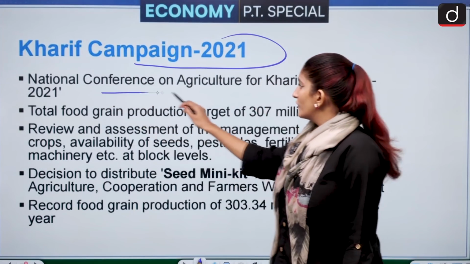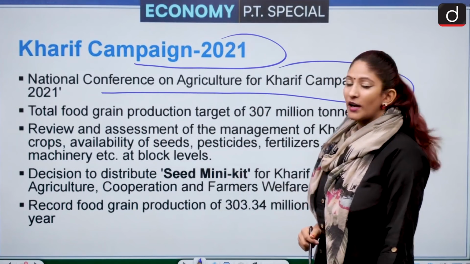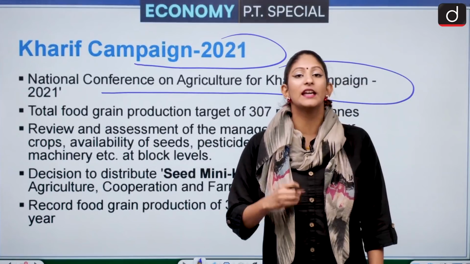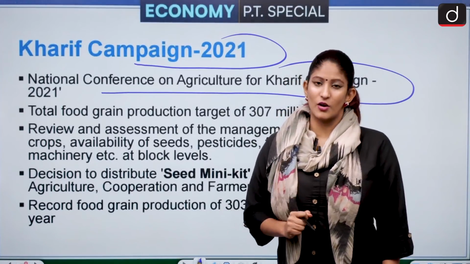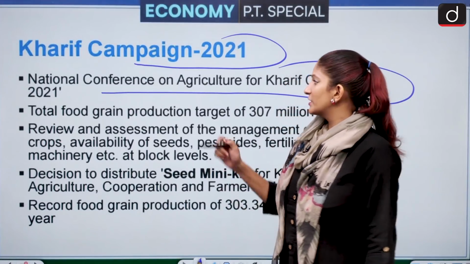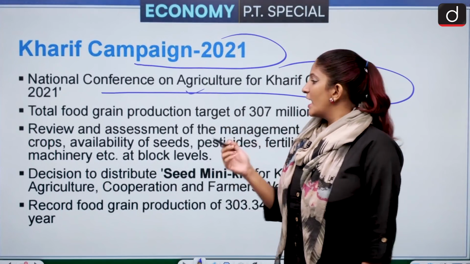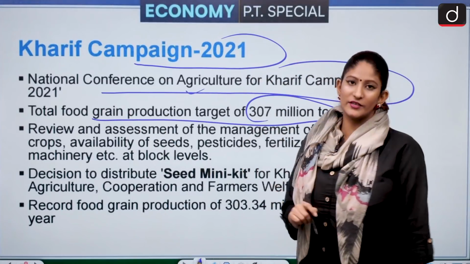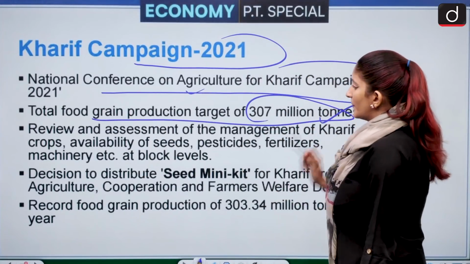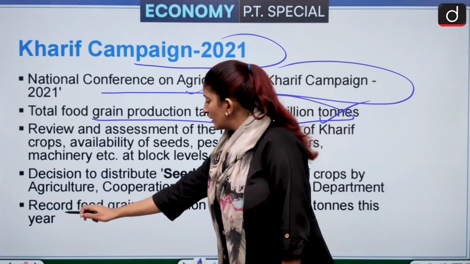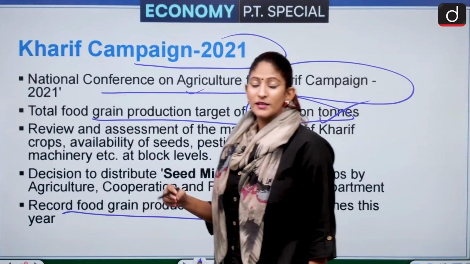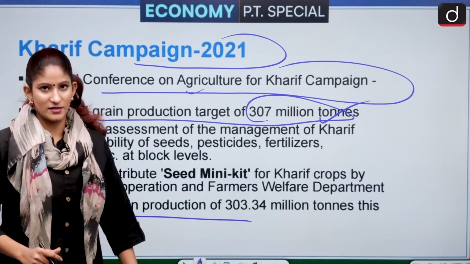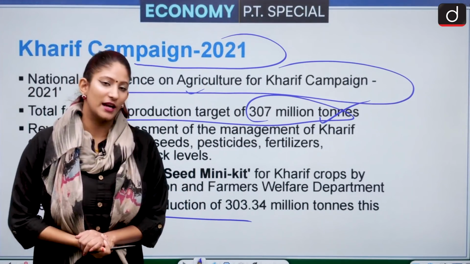So, the National Conference on Agriculture for Kharif Campaign 2021 was launched in order to tap the efficiency and potential of producing more food grains with respect to Kharif crops. The total food grain production target has been set at 307 million tons, because the record food grain production this year was 303.34 million tons. So it has a lot of potential which can be tapped.